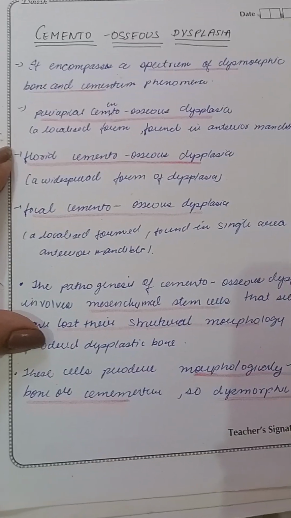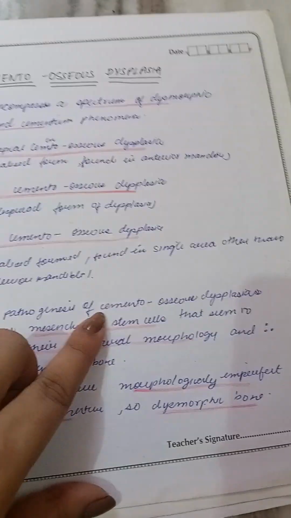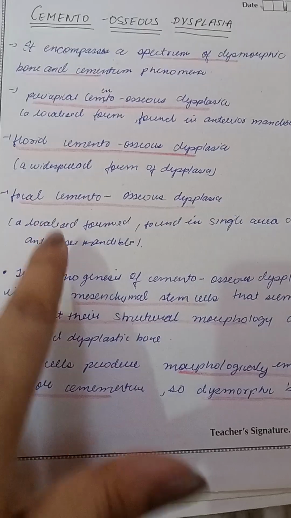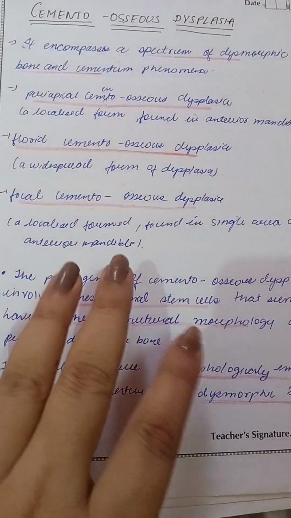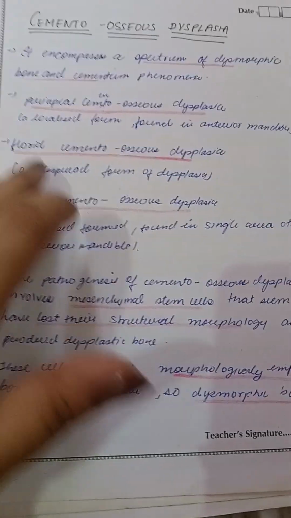Okay, periapical is a localized form found in the anterior mandible. Focal is also a localized form, but it is found in a single area other than the anterior mandible. This is the difference between periapical and focal. And florid is widespread. So these are the three types of cemento osseous dysplasia. We'll be dealing with this in detail.